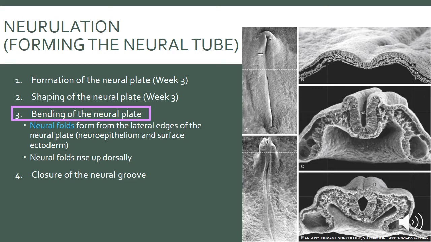So in week 4, we see the formation of the neural folds, which you can see here, and they form at the lateral edges of the neural plate by combining neural epithelium and surface ectoderms. These are combinations of 2 different tissue types, and they rise up dorsally and then ultimately close, closing the neural groove, forming this tube.